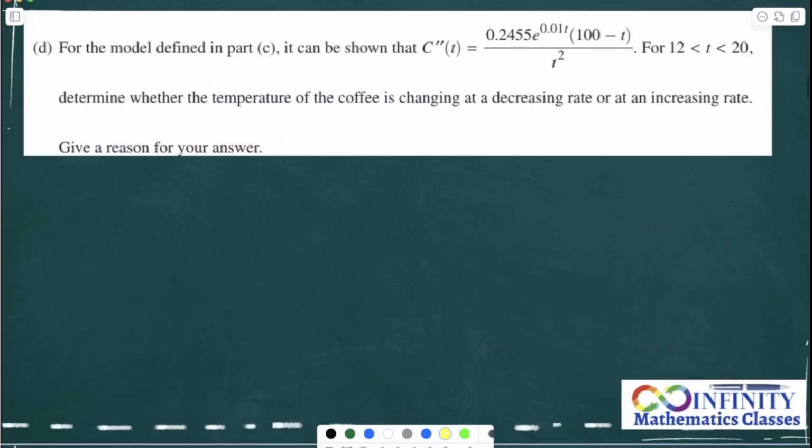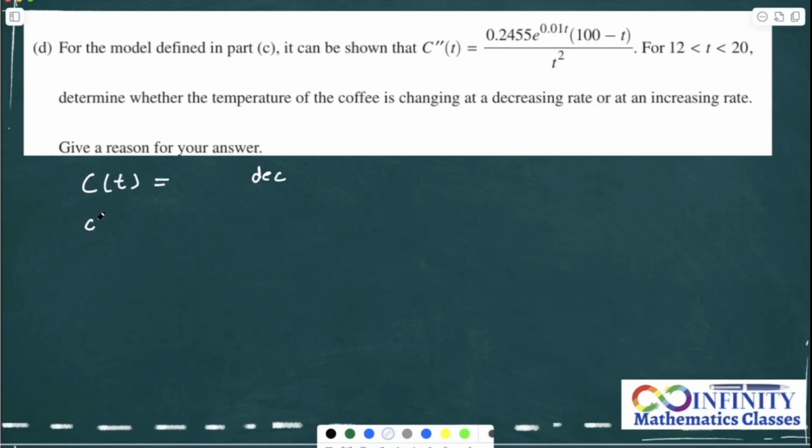For the model definition in part C, it can be shown that the double derivative is given to you for time 12 to 20. Determine whether the temperature of the coffee is changing at a decreasing rate or at an increasing rate and give your reasons. So it's an easy task for you. What is C'(t)? C'(t) is representing the temperature change of the coffee, and it is decreasing.